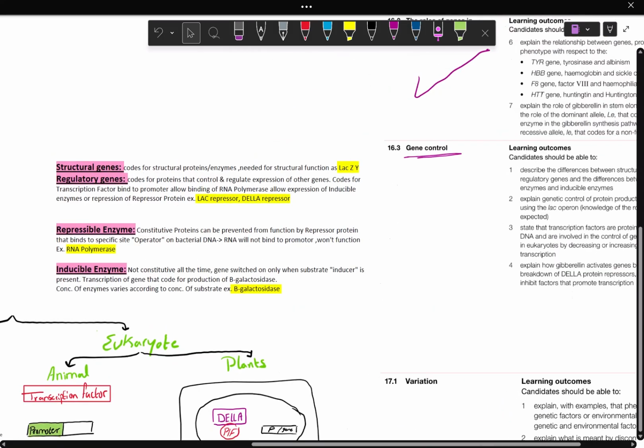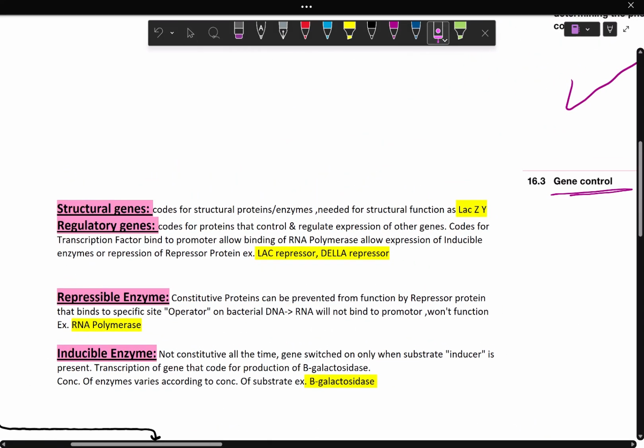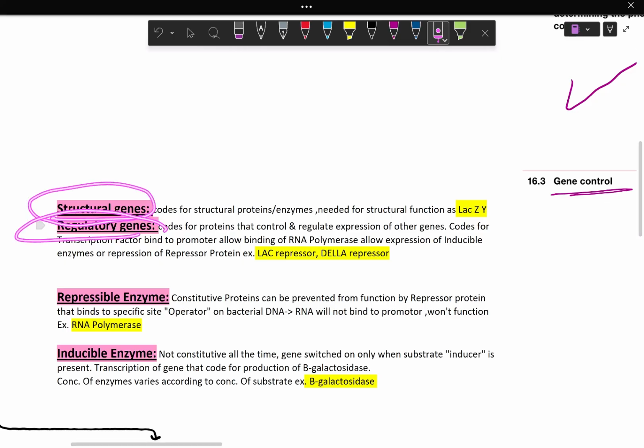First thing we need to know is what types of genes we have. We have 2 types of genes: structural genes and regulatory genes. Structural genes, from the name, are genes that code for a protein. Those are the exons. Those are the genes that code for proteins or enzymes needed for some sort of structural function of the cell. An example of this is lac Z and Y.